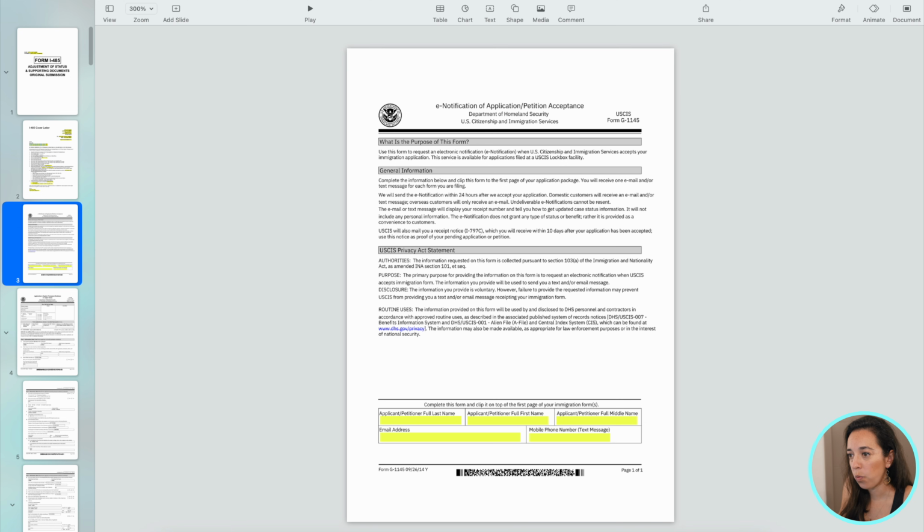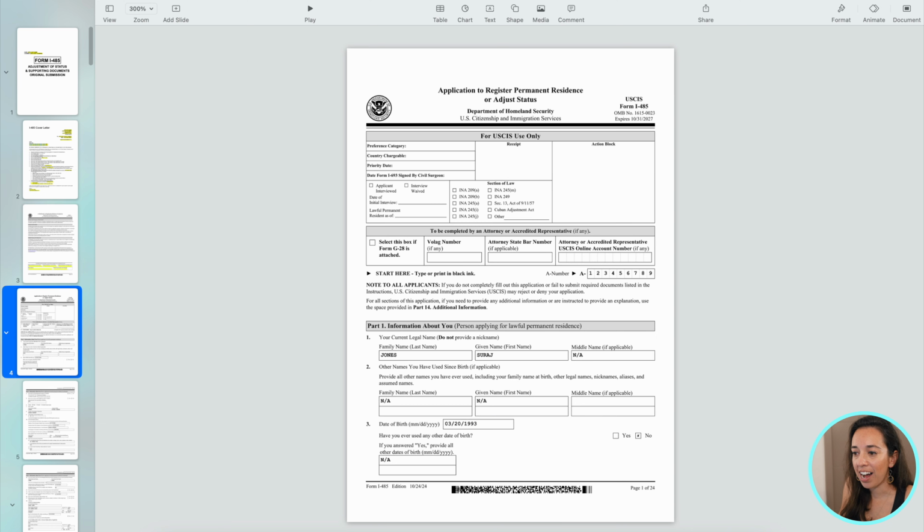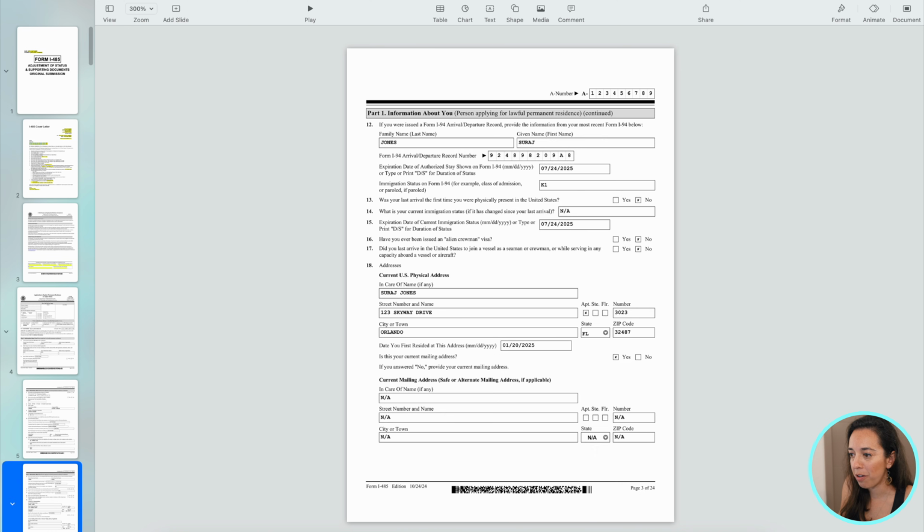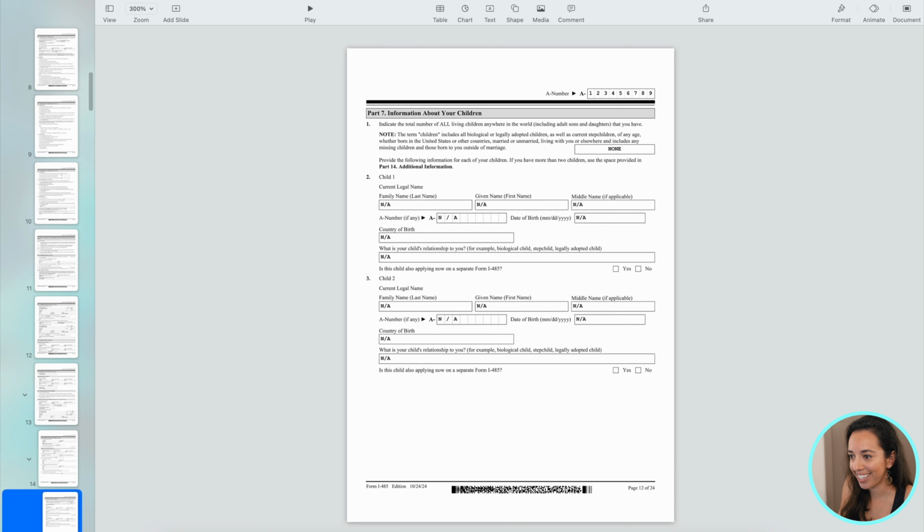Next, we have the G1145 form, which is downloadable on the USCIS website. By completing this form, it allows you to receive notifications by text and email in regards to your application. We received a text from USCIS when our application was received. It took approximately 1 week to receive a text from USCIS that they had received our case and also included our receipt number within the message. Here is our I-485 application form that we filled out, so I'll just scroll past this.